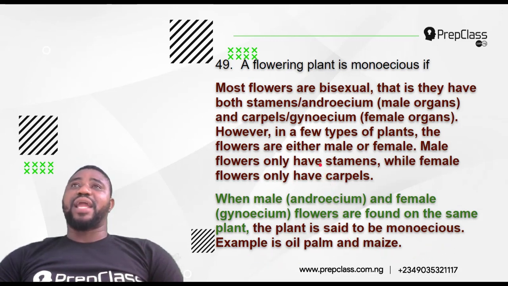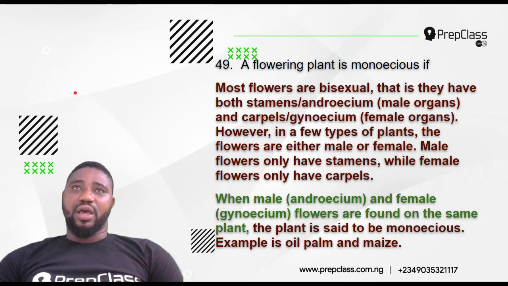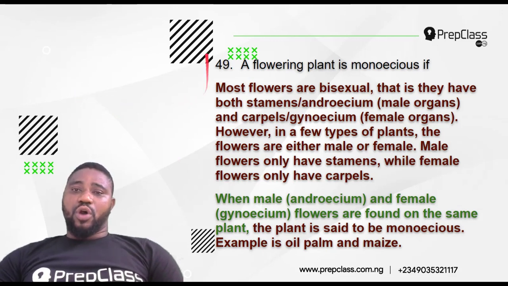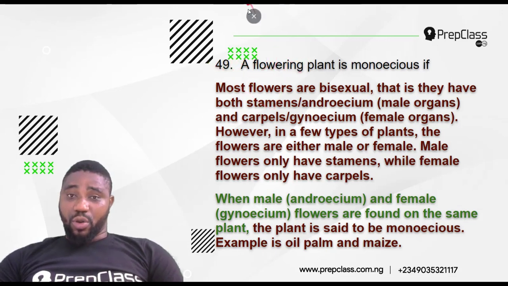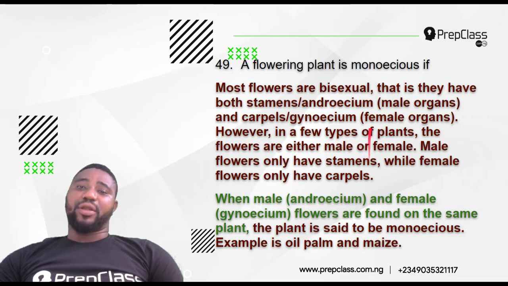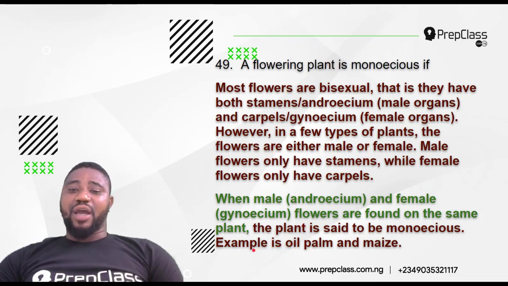If you look at a maize plant before it starts producing maize, you will notice that I showed you a typical maize plant. On the top part you see one kind of stuff like that. On the top part is the male part of the flower, then below down by the side where the maize fruit grows is the female part of the flower. So in plants like oil palm and maize, male flowers and female flowers grow on the same plant.